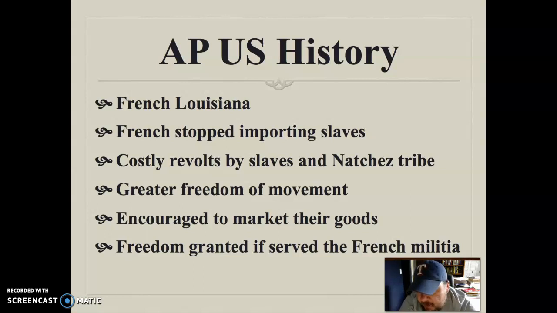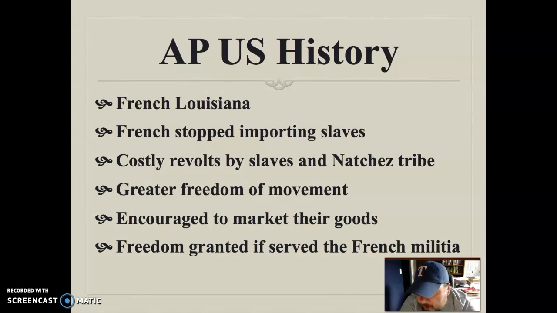Now, this does not go as well as it does in the colonies from an economic standpoint. The French eventually stop importing slaves, and it really is because of a big slave revolt, the Natchez Rebellion. The French brought in more slaves actually than there were white French people. So they bring in all of these slaves, they get together and they decide they want to rebel. They team up with the local Natchez tribe and they revolt against the French, kind of the French plantation owners.